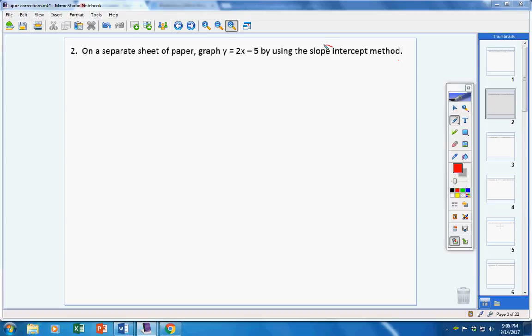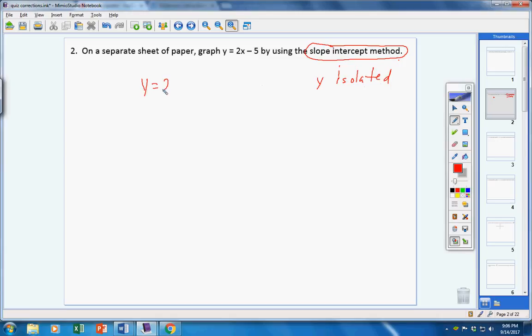When you're using the slope-intercept method, the first thing you want to do is get y by itself, okay? That's the first thing you want to do. So here's my equation, and notice, Andy, y is already all by itself. So step 1 is already done for you. Step 2, write down your slope and write down your y-intercept.